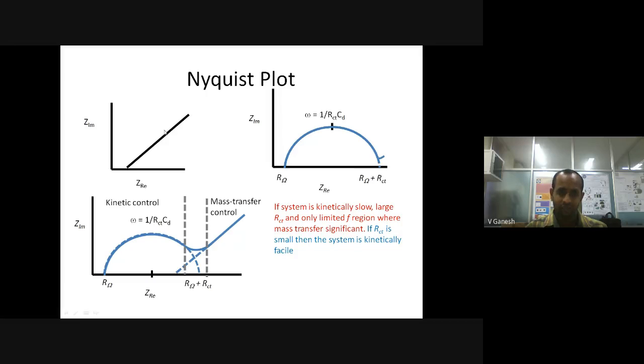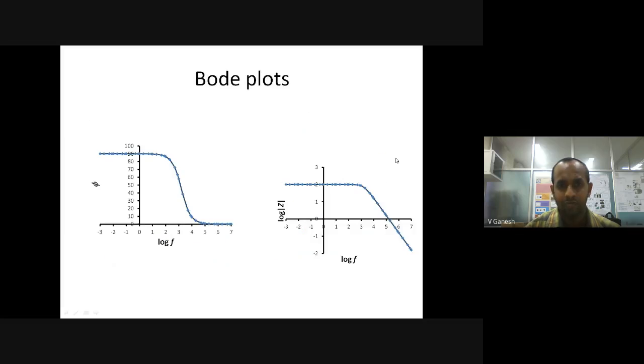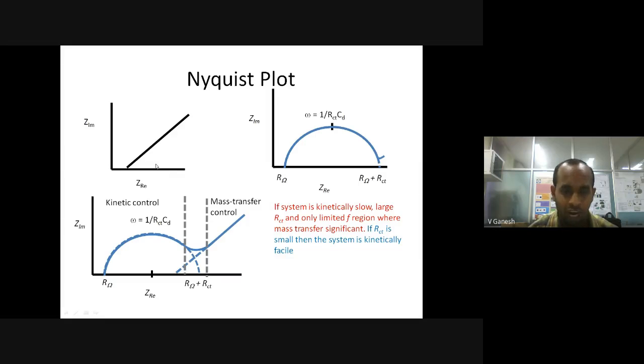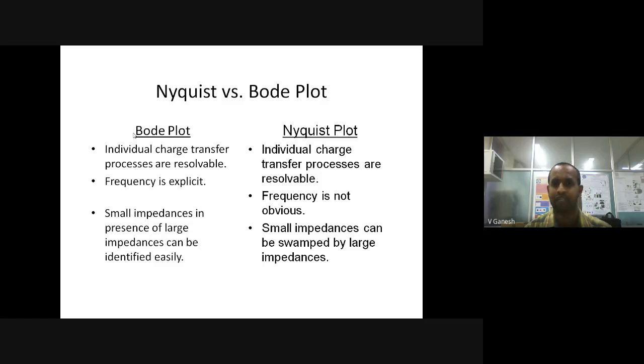This is for a purely diffusion controlled process. And this is for a purely charge transfer controlled process. But in case of just the capacitance alone, you would typically get a straight line which is parallel to the Z imaginary axis. The corresponding phase angle change for a capacitor would be 90 degrees. Maybe I'll show you the example at a later part.